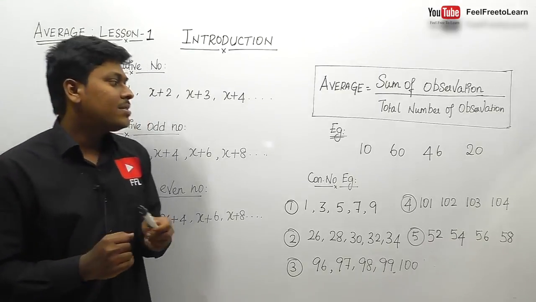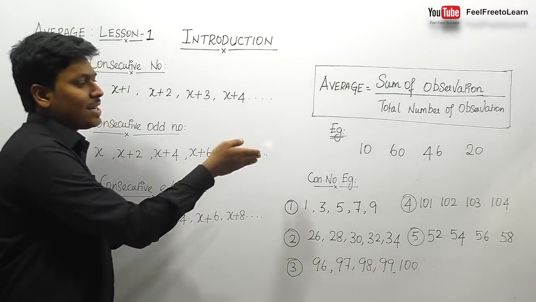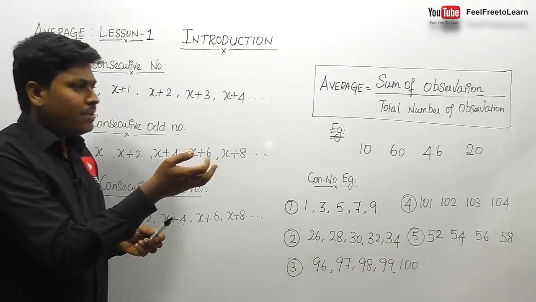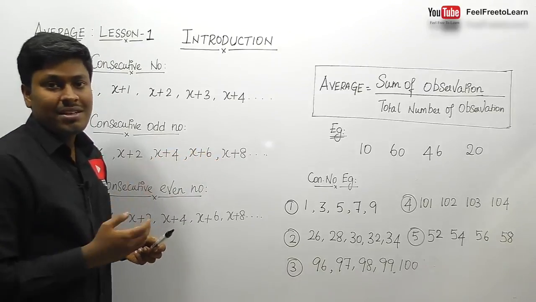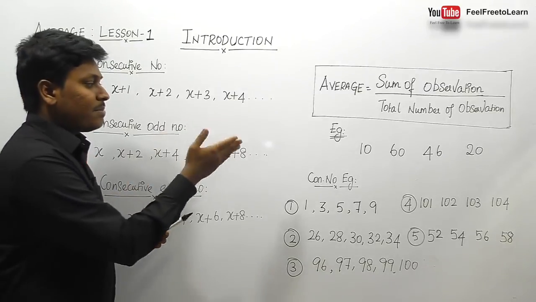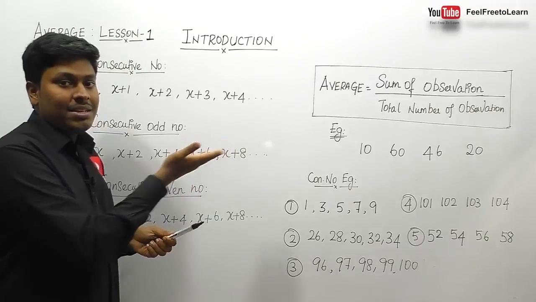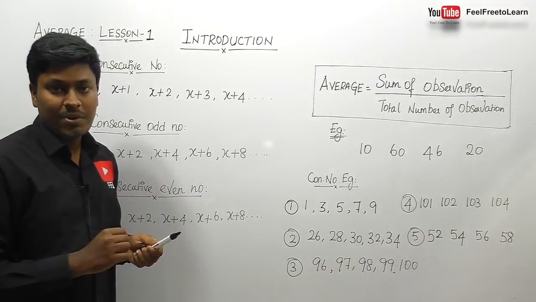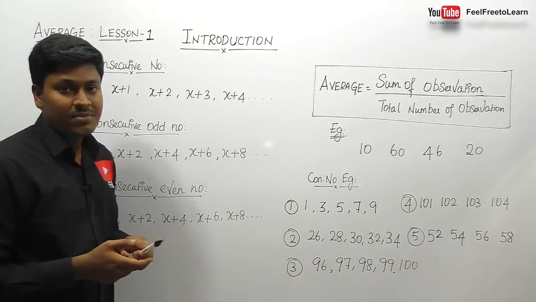For example, if they ask what is the average of these numbers, 10, 60, 46 and 20. If we need to find the average of the numbers, initially we need to add all the numbers, right? So 10 plus 60 plus 46 plus 20 divided by the total number of observations, that is 4. The resultant answer will be the average of these numbers.